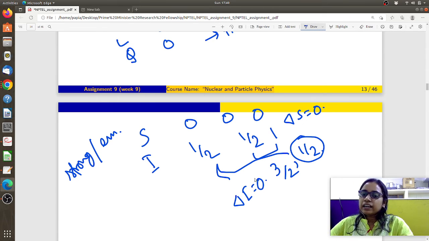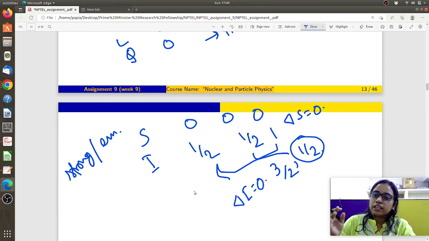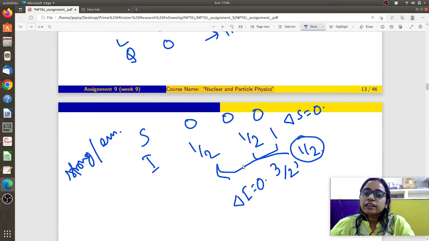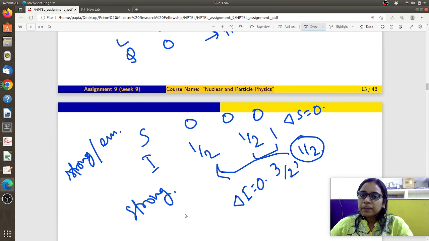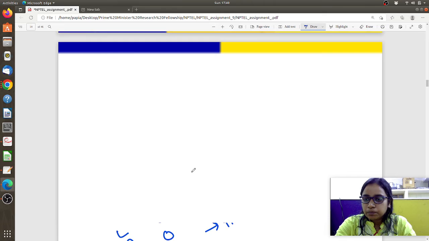So we can't say here whether it is strong or electromagnetic just yet. Isospin is conserved here in that expression. So if isospin is conserved here, then obviously it is a strong interaction, because in the electromagnetic case isospin is not conserved.